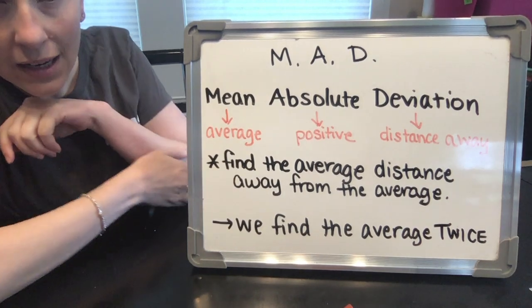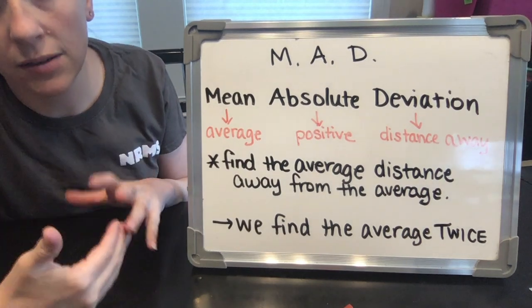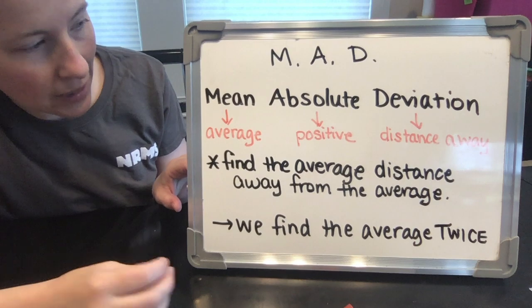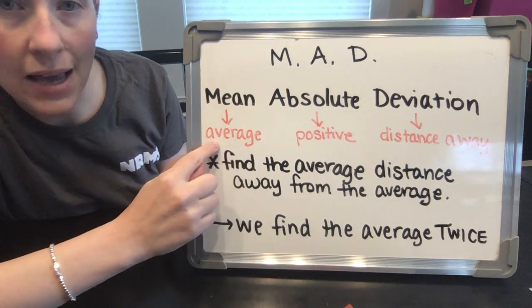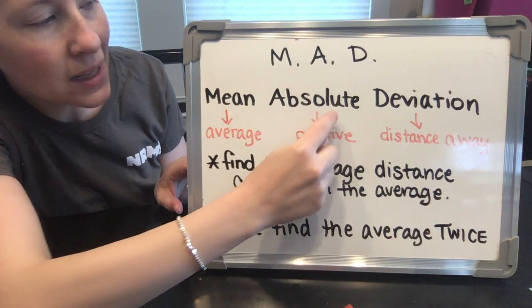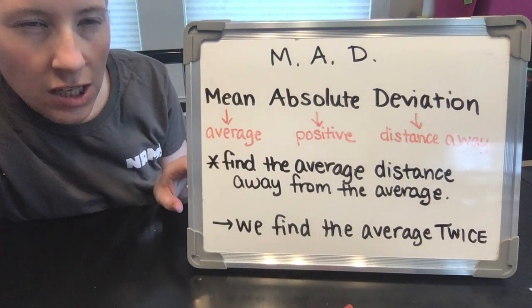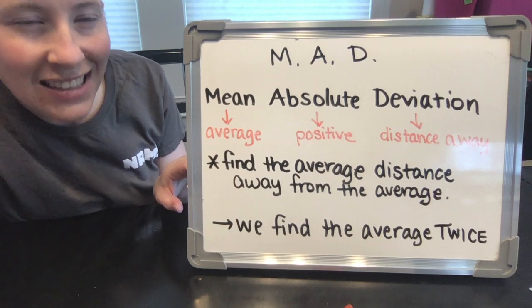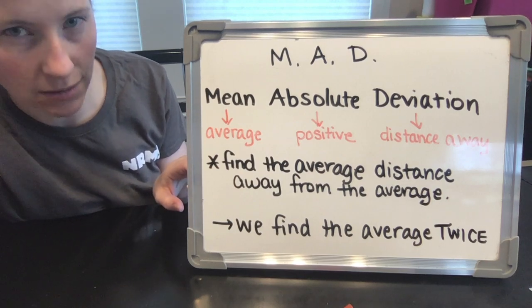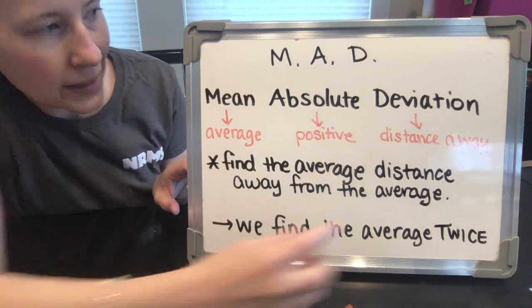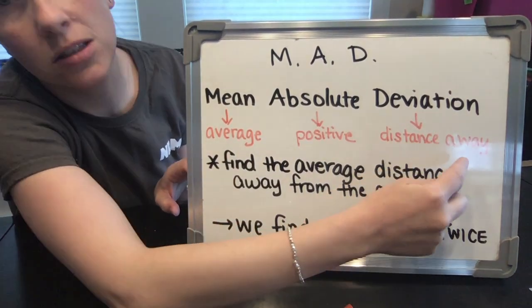First, we're gonna recognize what the words in mean absolute deviation mean, because these words are gonna help us understand the steps we're gonna take to find it. So the mean we already know is the average. Absolute means positive, because if we go back in our brains to when we were talking about absolute value, that was the positive distance away from zero. So an absolute number is a positive measurement, and deviation is the distance away from something.